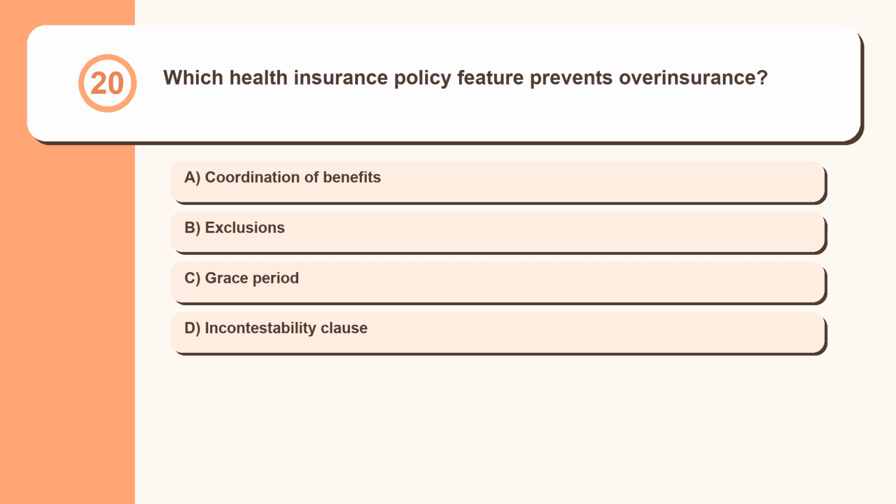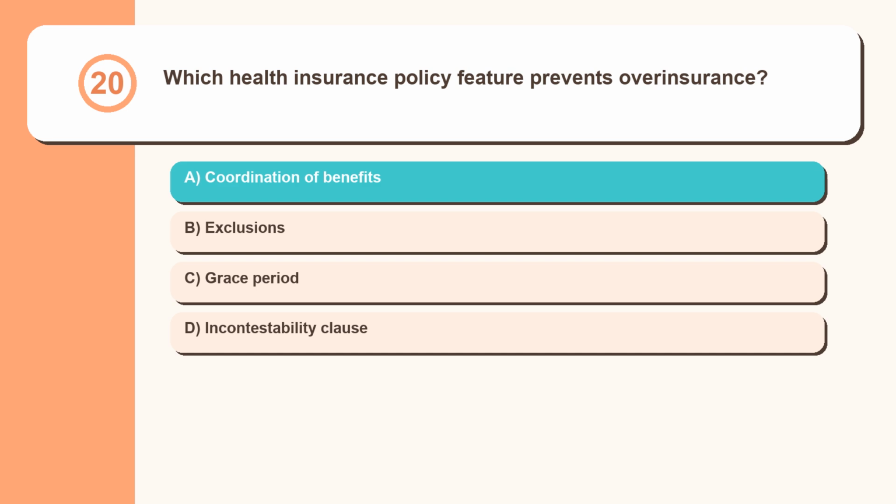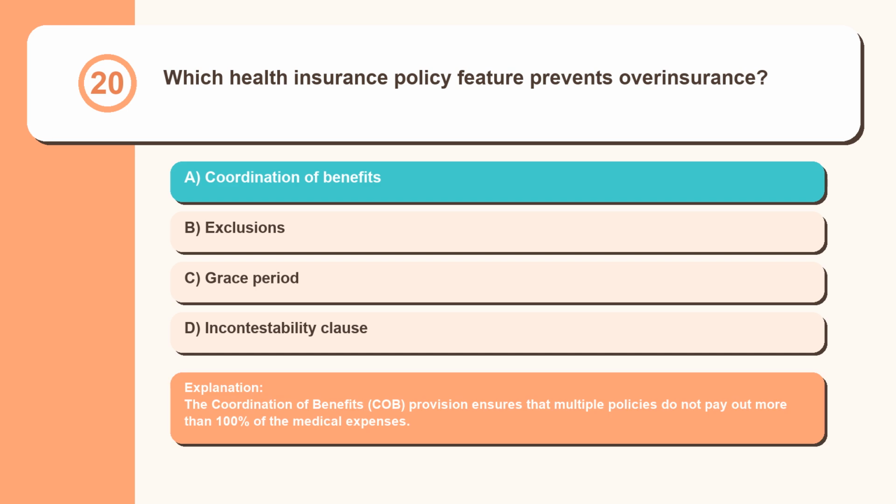Question 20. Which health insurance policy feature prevents overinsurance? Coordination of benefits, exclusions, grace period, incontestability clause. The coordination of benefits, COB, provision ensures that multiple policies do not pay out more than 100% of the medical expenses.